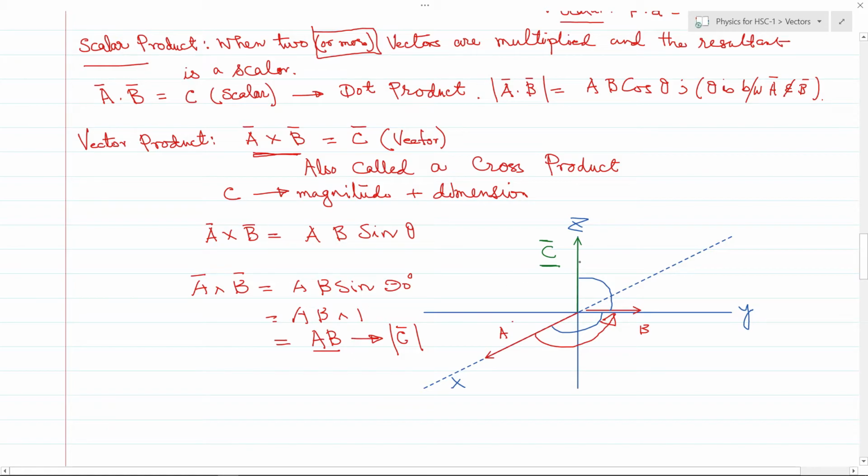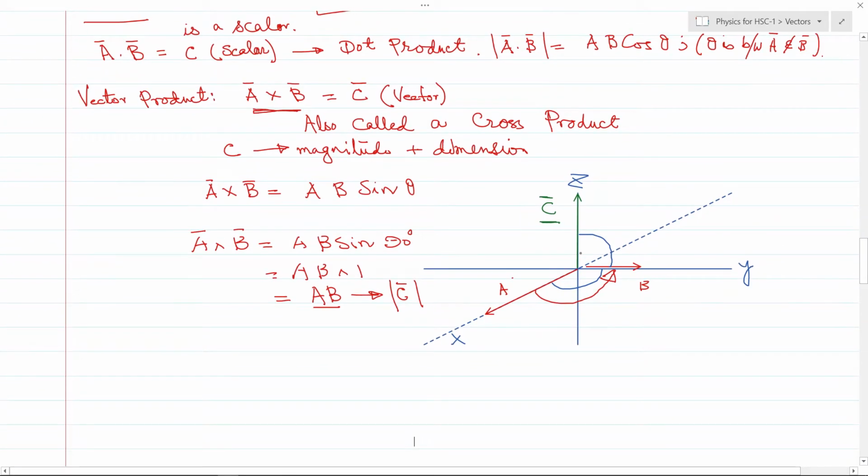And direction will be determined as per the right hand rule as shown in this picture. If A and B are mutually perpendicular, they are in a plane, then C will be perpendicular to the plane following the right hand rule system. So this is our vector product system.